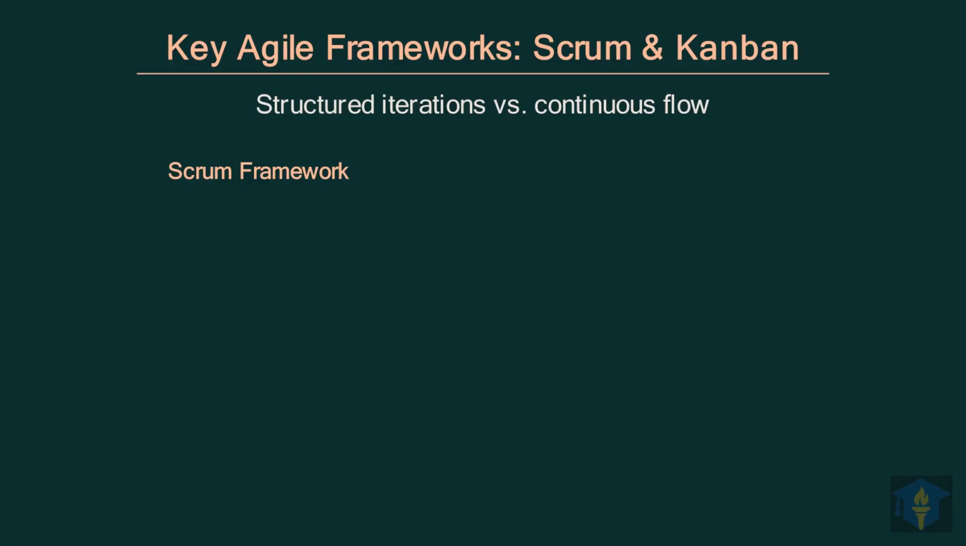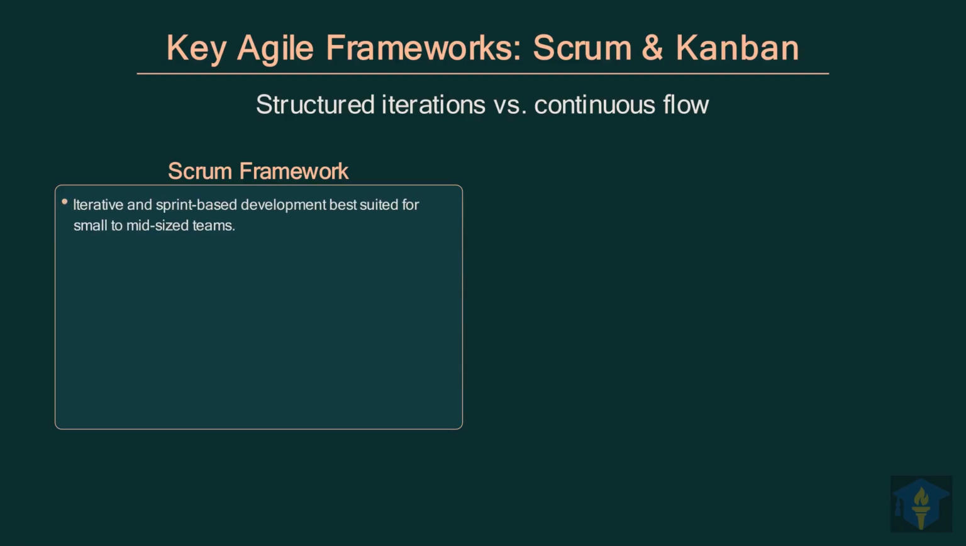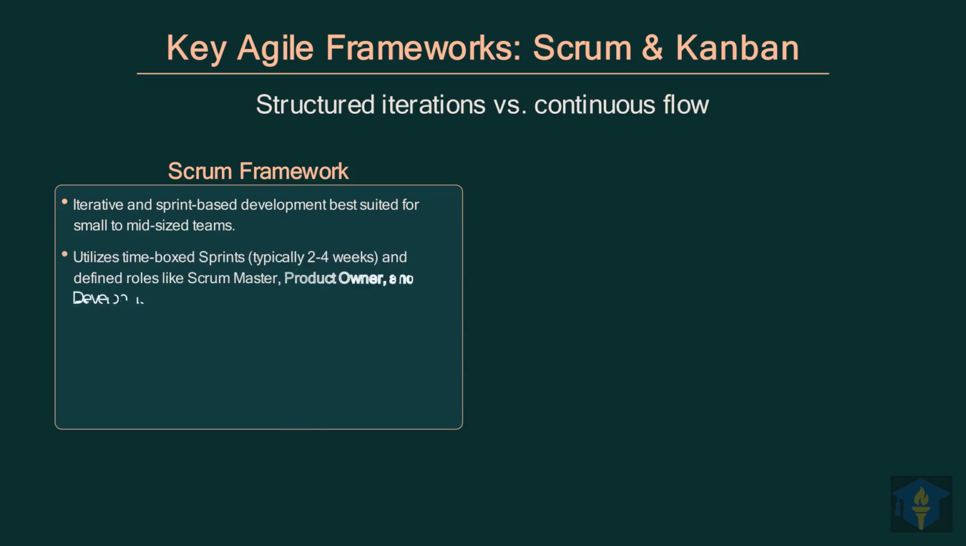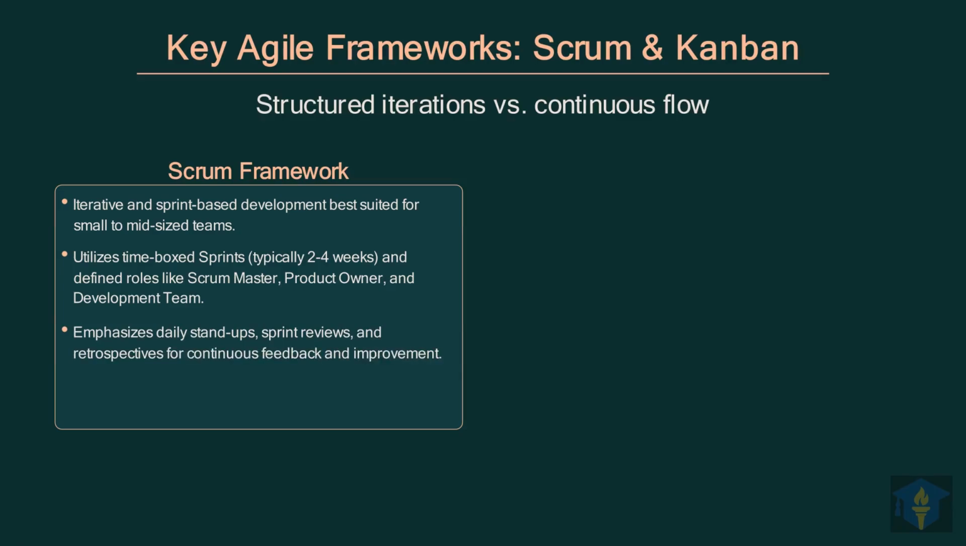Starting with the Scrum framework, let's understand its core components and how it operates. Scrum is an iterative and sprint-based development approach, ideal for small to mid-sized teams tackling complex projects. It uses time-boxed sprints, usually 2 to 4 weeks, with distinct roles like Scrum Master and Product Owner. Scrum emphasizes daily stand-ups, sprint reviews, and retrospectives, facilitating continuous feedback and improvement throughout the project. This framework is highly effective for software development, product development, and Agile startups.